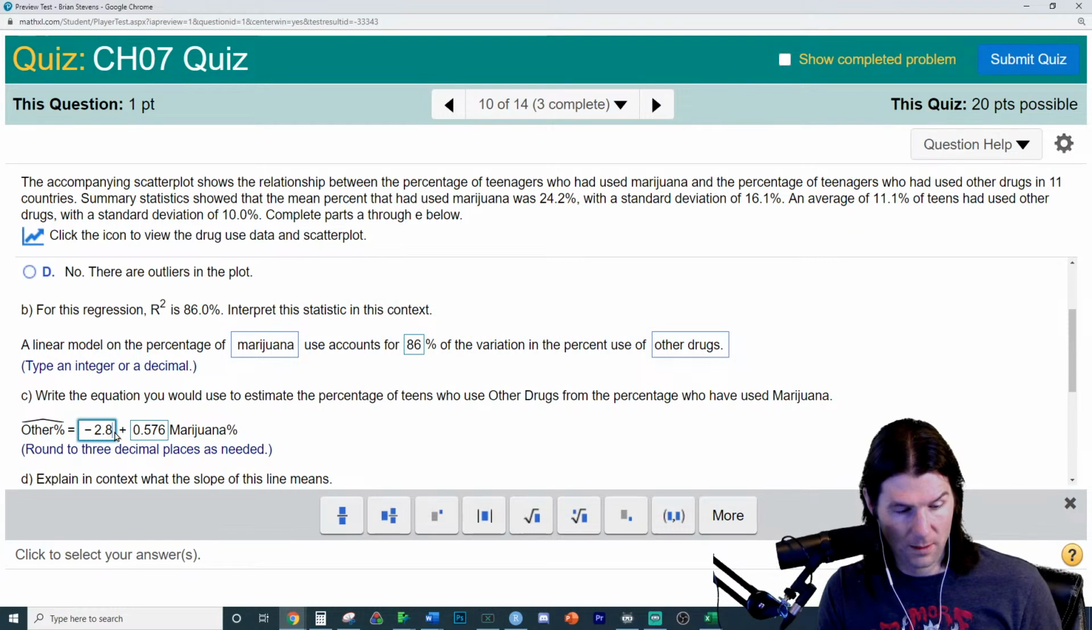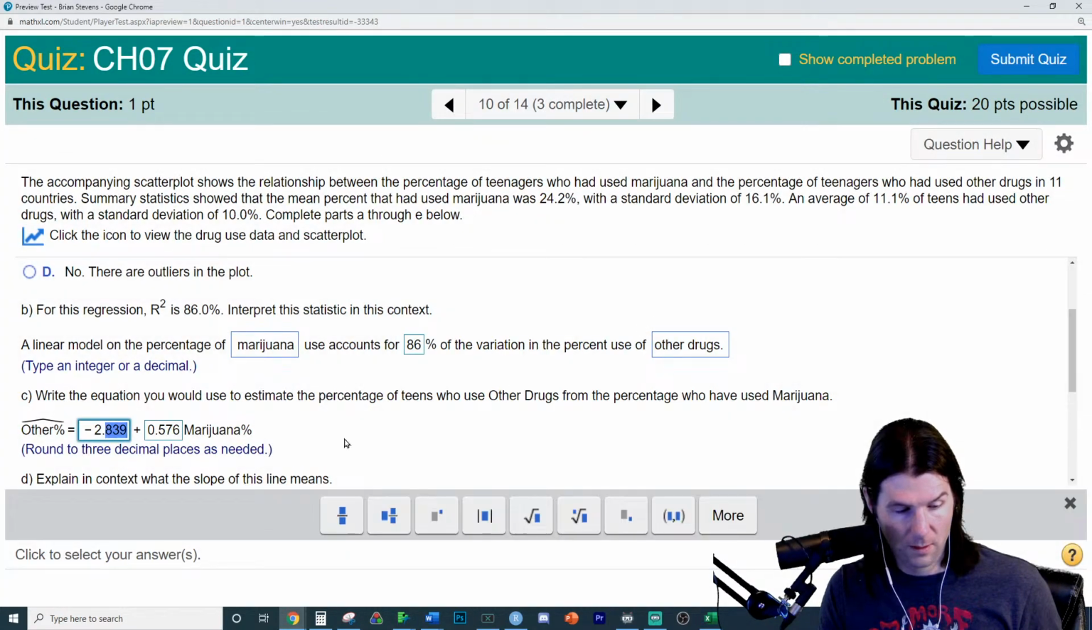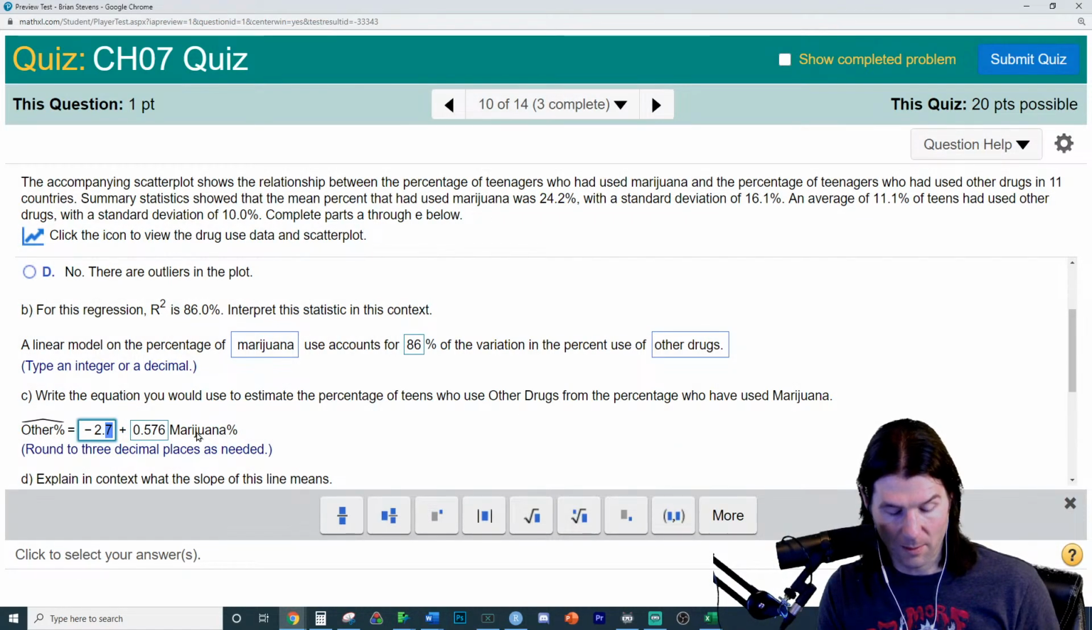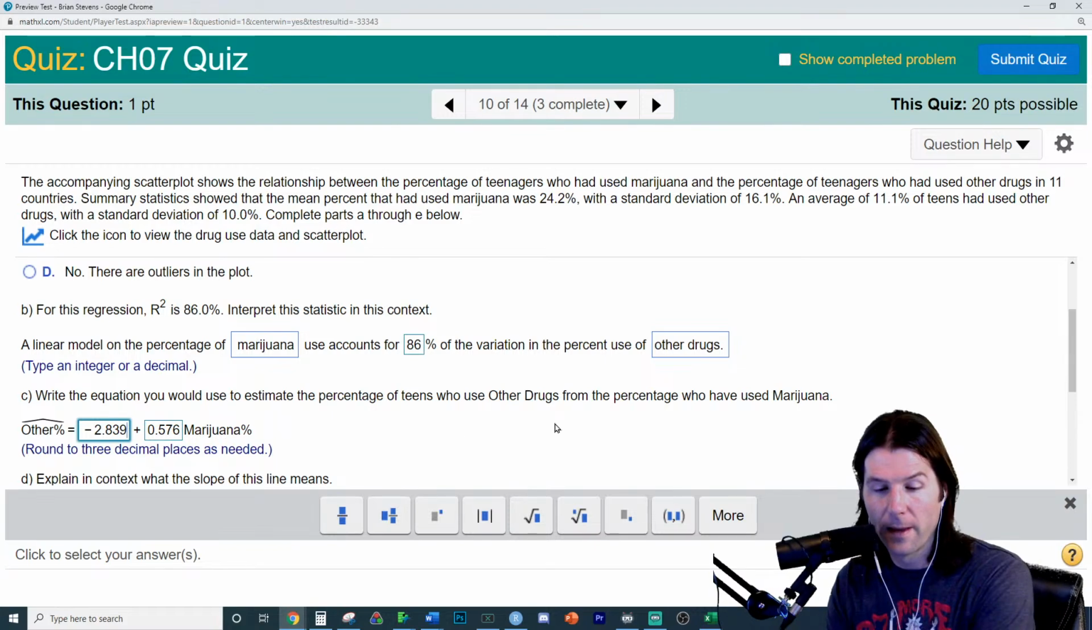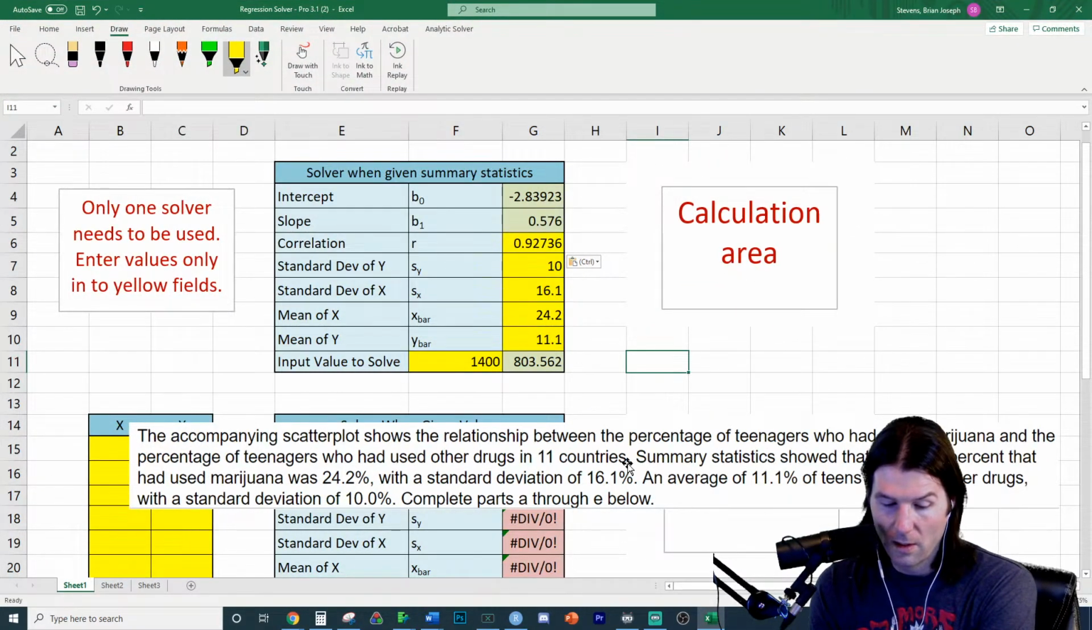-2.839. So it is the intercept it's mad about. Why would it be mad about the intercept? Let me check my numbers in the regression solver. It's mad about the intercept, and let's look at the numbers.